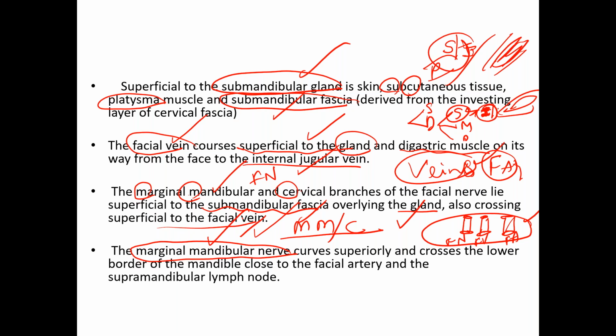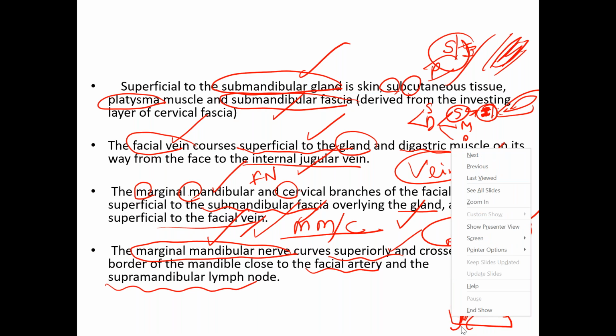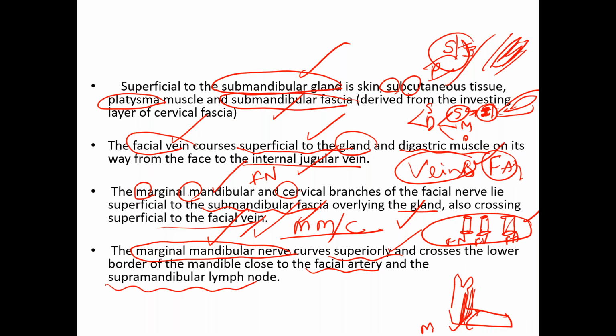The marginal mandibular nerve curves superiorly and crosses the lower border of the mandible close to the facial artery and supramandibular lymph node. So if you take this as the mandible, you have the facial artery here, and this is the masseter attached over here. This marginal mandibular nerve is very important. It supplies the lower lip. So when it is lost in surgery, the lower lip will be drooling saliva.